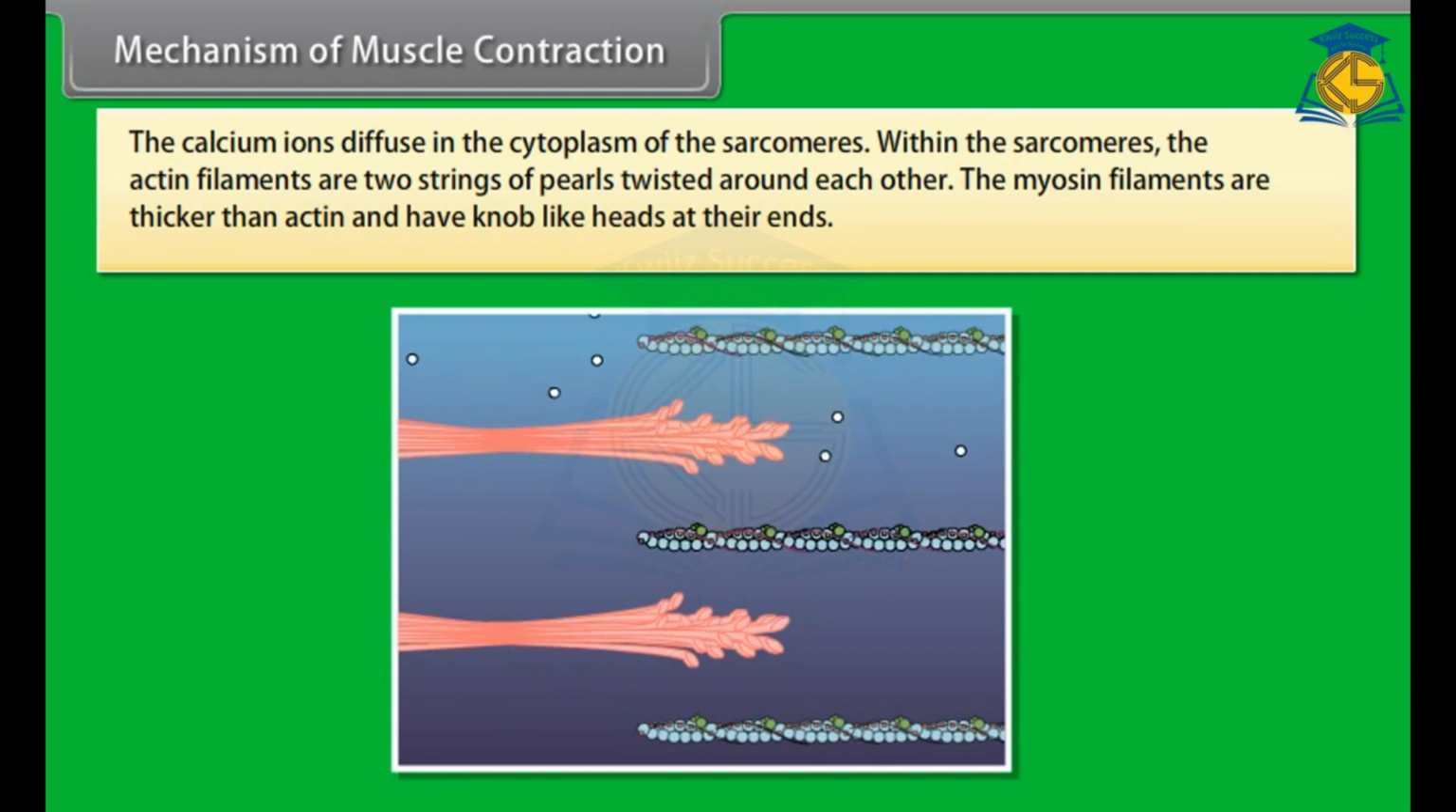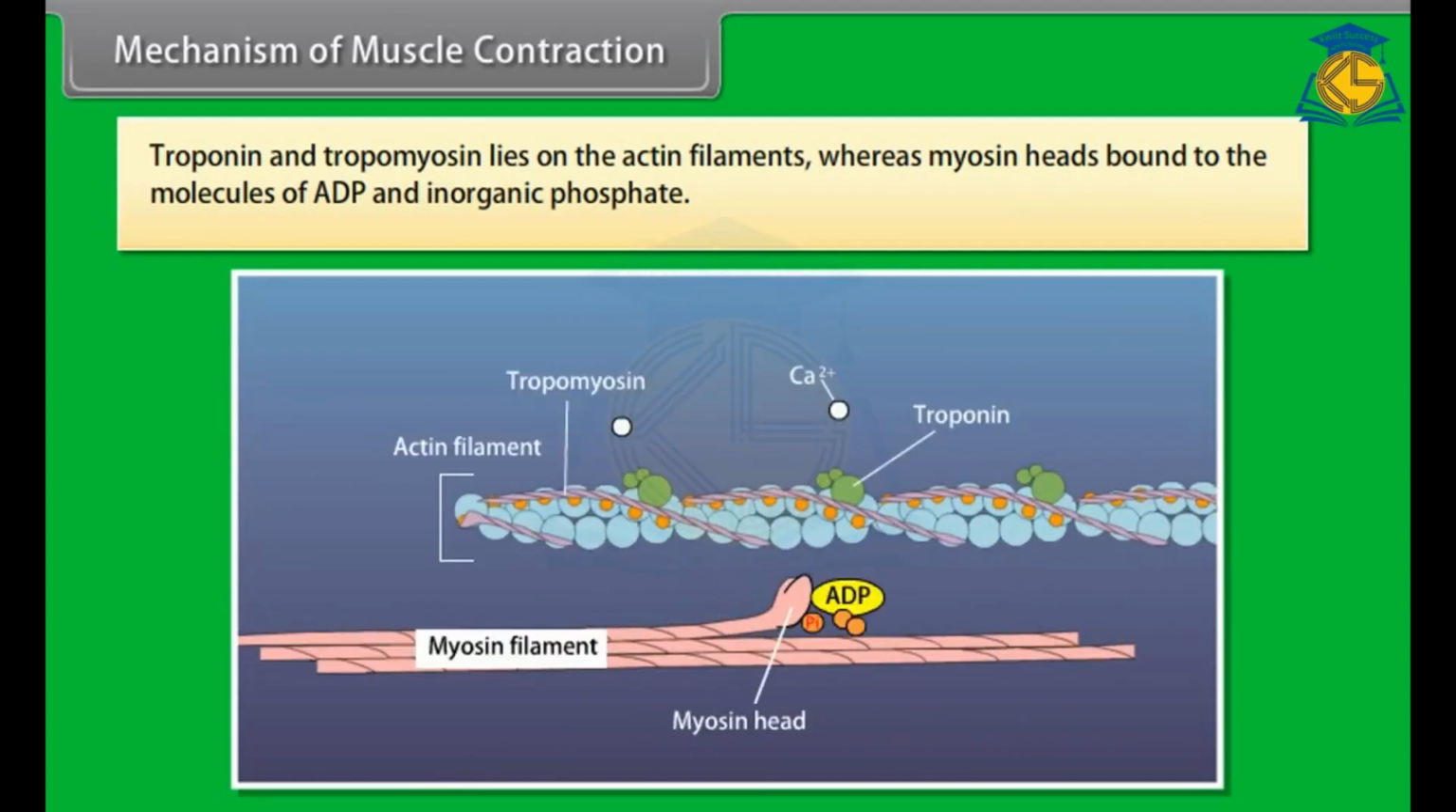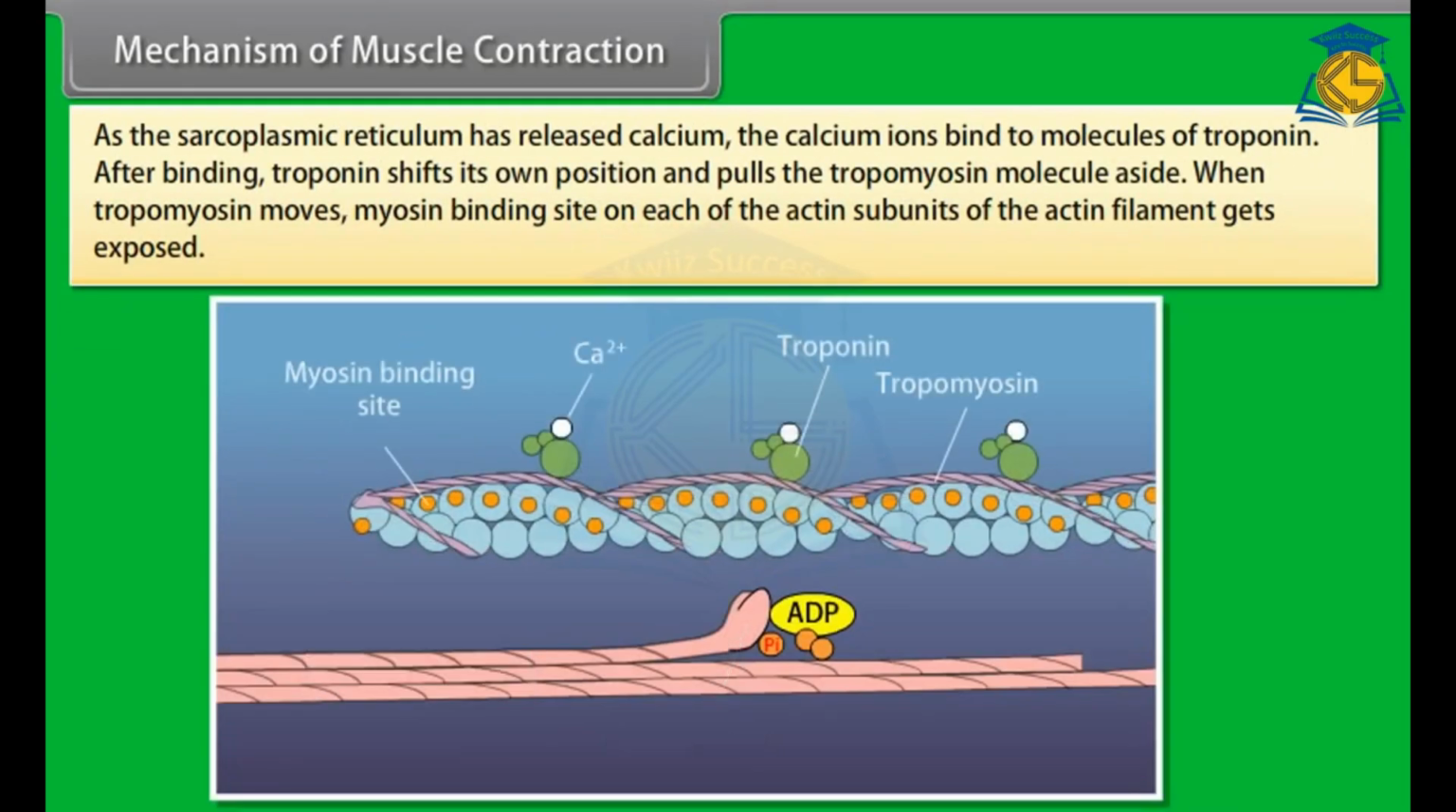Within the sarcomeres, the actin filaments are two strings of pearls twisted around each other. The myosin filaments are thicker than the actin and have knob-like heads at their ends. Troponin and tropomyosin lie on the actin filaments, whereas myosin heads are bound to molecules of ADP and inorganic phosphate. As the sarcoplasmic reticulum has released calcium, the calcium ions bind to the molecules of troponin. After binding, troponin shifts its position and pulls the tropomyosin molecule aside. When tropomyosin moves, the myosin binding site on each of the actin subunits of the actin filament gets exposed.